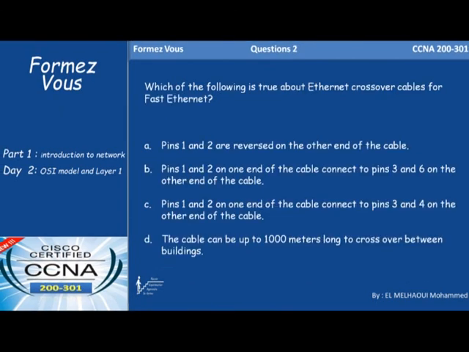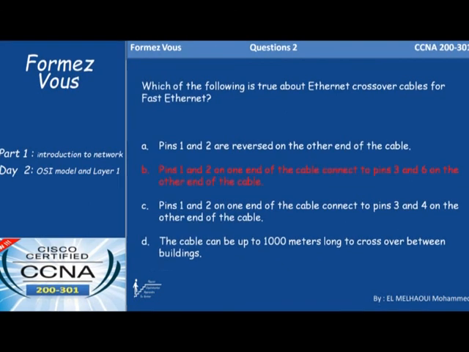Now, question 2. Which of the following is true about Ethernet crossover cables for Fast Ethernet? I give you a few seconds to find a good answer. The correct answer is B. For the crossover cables for Fast Ethernet, pins 1 and 2 on one end of the cable connect to pins 3 and 6 on the other end of the cable.